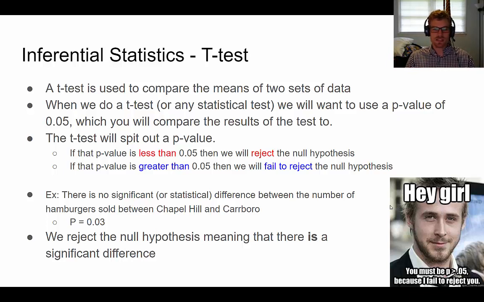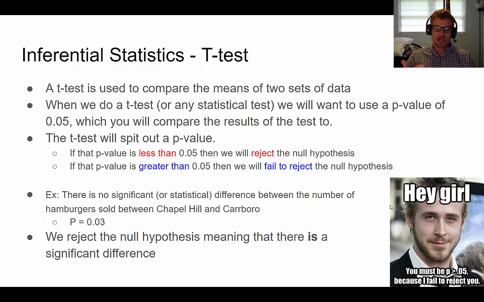So when you run the t-test, it's going to give you a p-value, and you have to compare the p-value that the test gives you to that p-value of 0.05. If the p-value is less than 0.05, then we reject the null hypothesis. But remember, our null hypothesis was written in the negative, right? Stating that there is no significant difference. So when you reject the null hypothesis, you're saying that there is a significant difference. If the p-value is greater than 0.05, then we fail to reject the null hypothesis.